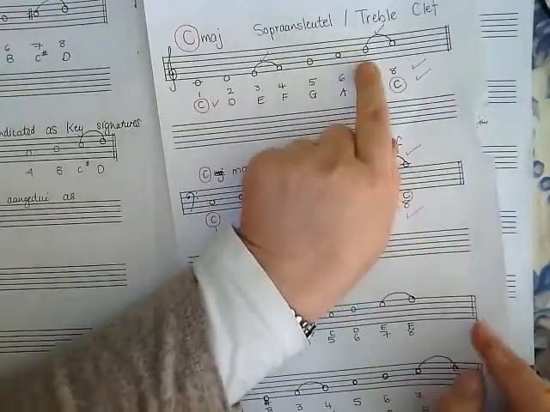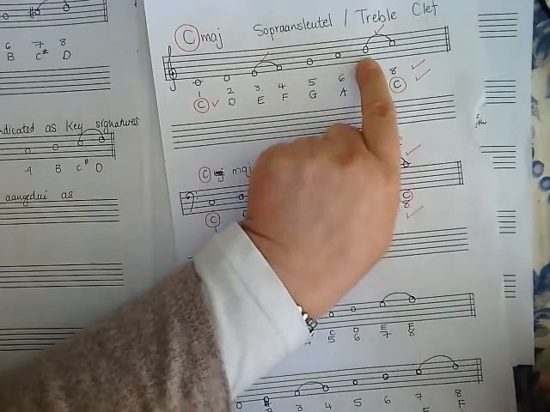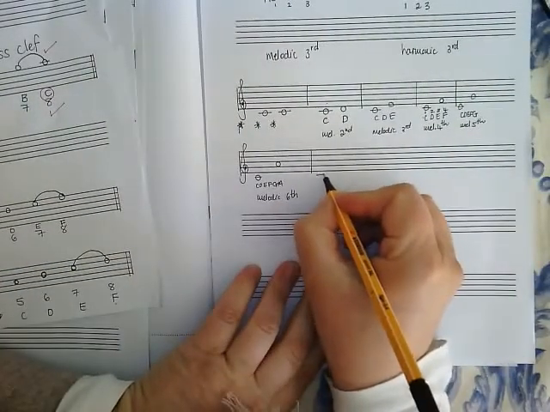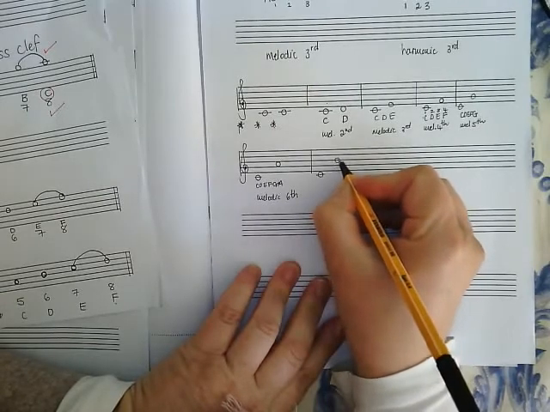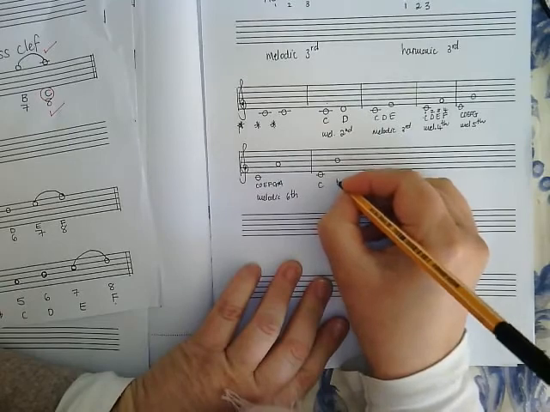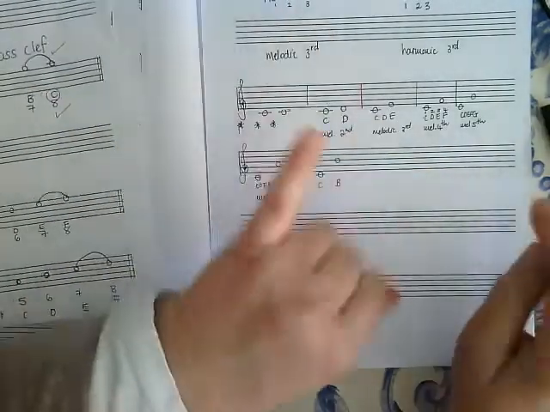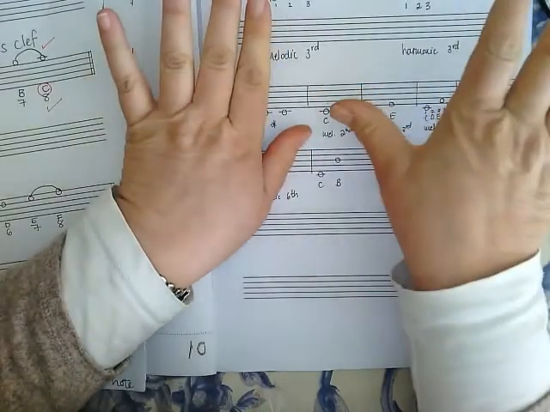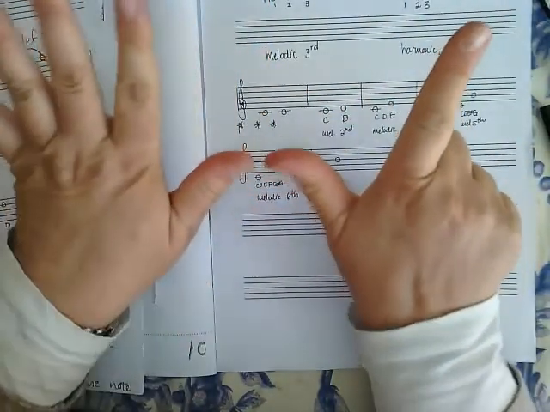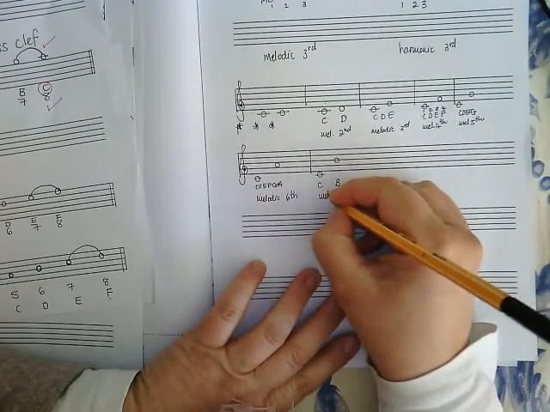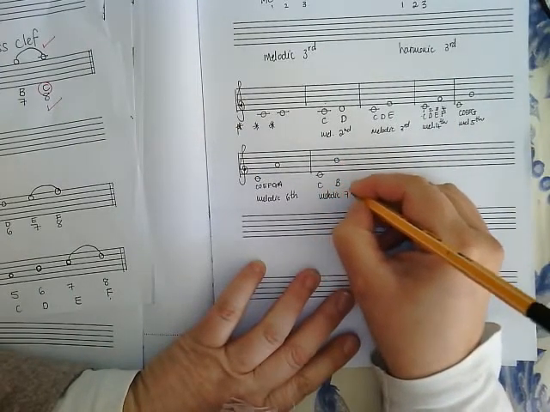The second last note is B. So we go from C to B. Now it's going to start becoming difficult to write in all the letter names. Let's just count them. C, D, E, F, G, A, B. 7. Okay. So this is a melodic seventh.